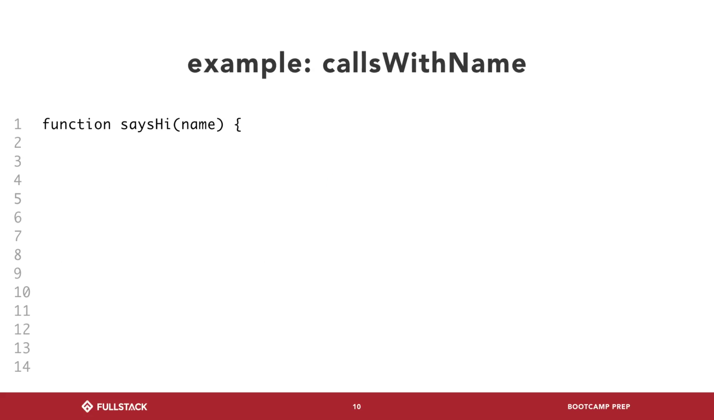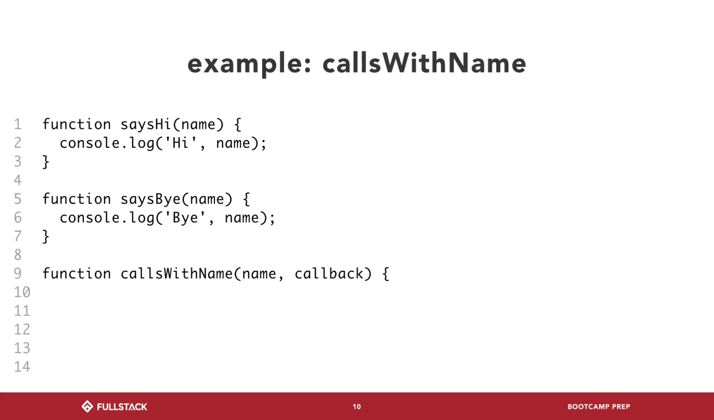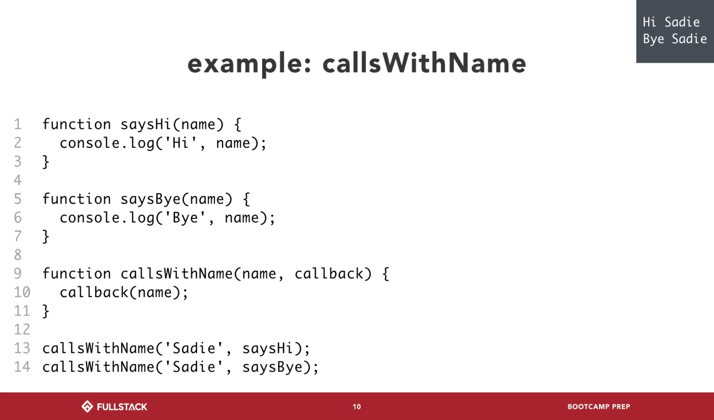Good. All right. So I'm just going to do a few more examples of this. Here we have two functions, says hi and says bye, whatever for now. We don't need to look at them just yet. We have a function called calls with name. And then lines 13 and 14 are where we start actually executing code. On line 13, we invoke this function called calls with name, and we pass in two things. The first is a string, Sadie. The second is this function called says hi.